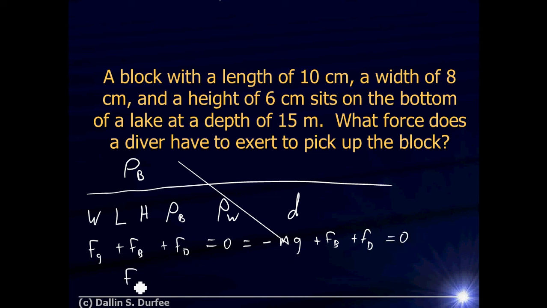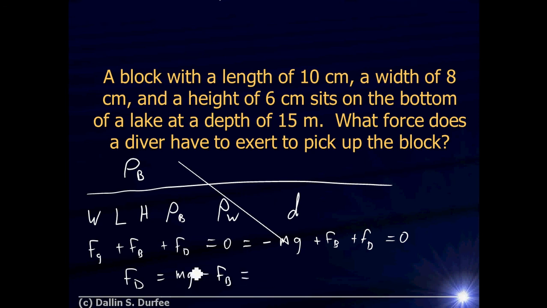So that means that the force that the diver has to exert, if we bring this to the other side, is the mass of the object times gravity minus the buoyant force. We can read this like a sentence. It's telling us the diver has to exert whatever gravity is doing on the block minus whatever the buoyant force is doing, right? So gravity's pulling down on the block, the buoyant force is doing its part to hold it up, but it's not doing enough. The diver just has to give the rest, all right?